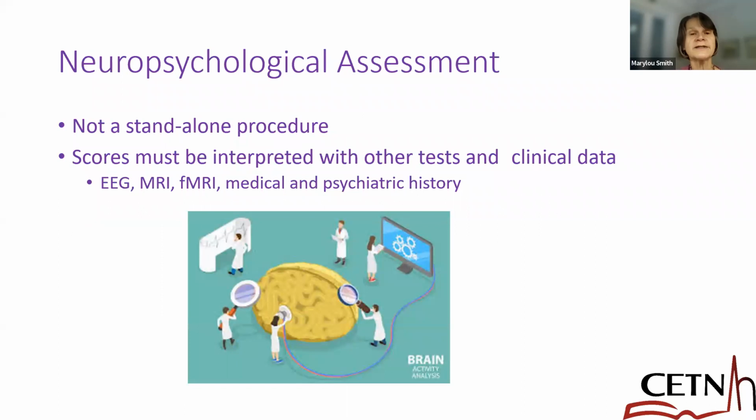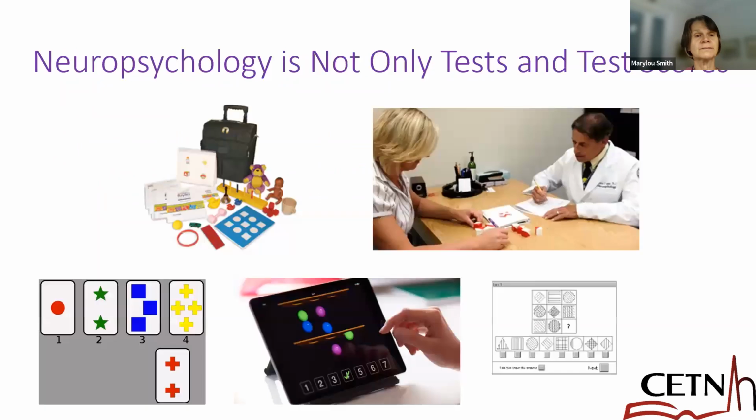Now, I want to emphasize that neuropsychological assessment is not a standalone procedure. Our scores have to be interpreted in the context of other tests and clinical data, such as the EEG, the MRI, the fMRI, and medical and psychiatric history. I've had people come to me and say, why don't you do your assessment blind? And the answer is that test scores are just a part of understanding how the patient is functioning and how the patient has arrived at that stage. There are many other factors that influence how a patient arrives at a particular test score, and we need this multitude of information in order to make that determination.